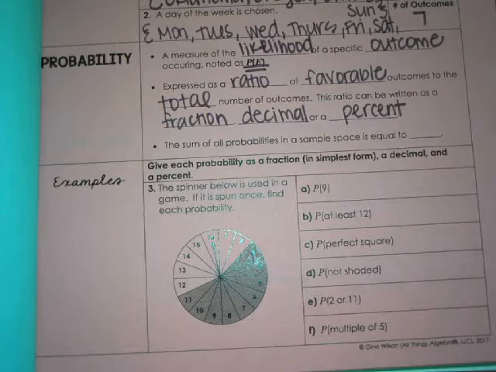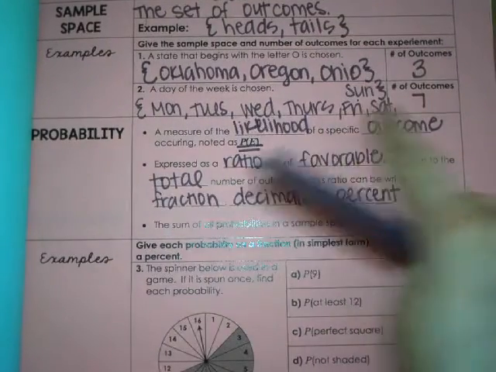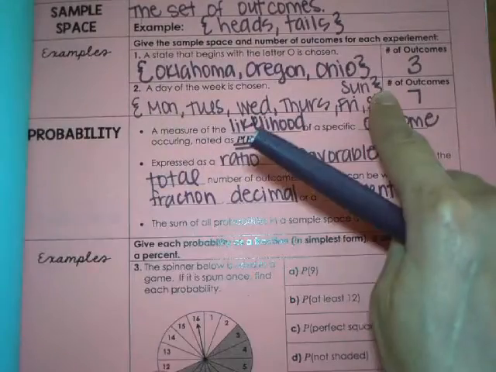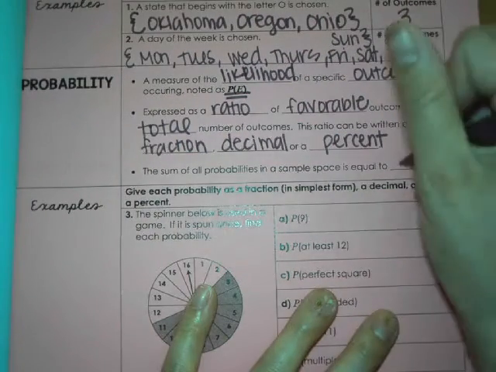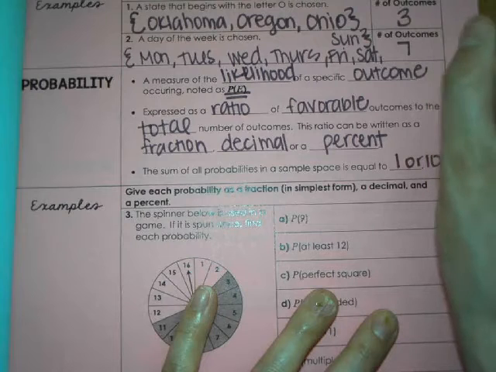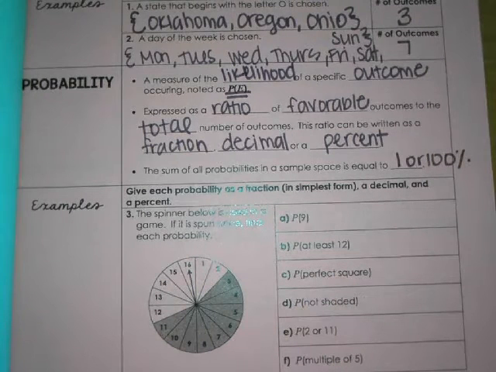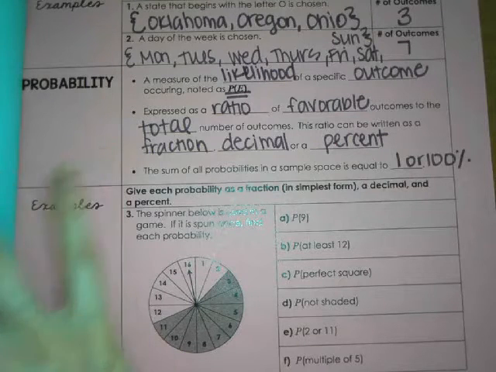The deal with probability is that the sum of all probabilities in a sample space, so right here, if we have Monday, Tuesday, Wednesday, Thursday, Friday, Saturday, Sunday, if we were to add all of the probabilities of all of that together, it's going to equal what? 100. It would equal 1 or 100%. All probability, no matter what, adds up to 1 or adds up to 100%. Always. Any questions so far?